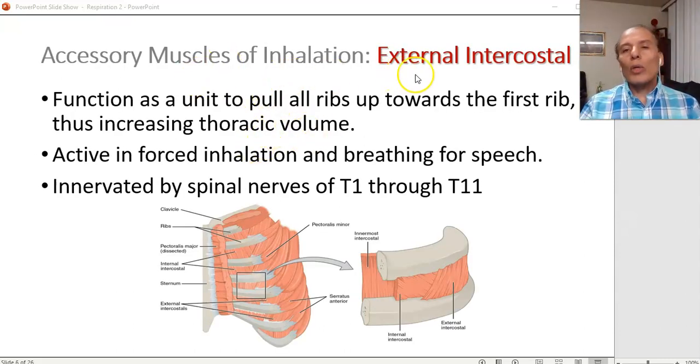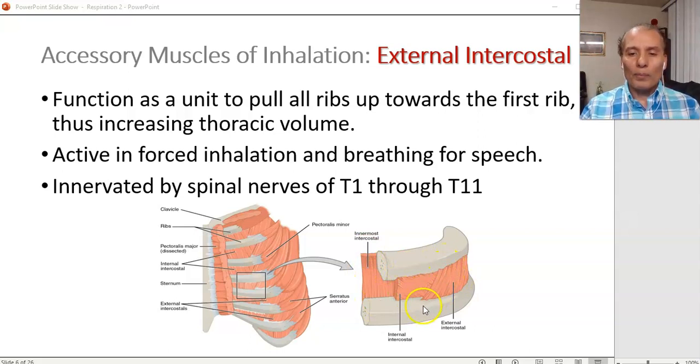So the first one we look at is the external intercostal muscle. The external intercostal functions as one unit. When you say inter, it means in between. Costa means rib. Intercostal means in between ribs. Okay, so if you look here at the diagram, you have two ribs, 1, 2, and you have 3 sets of muscles that are between the ribs.